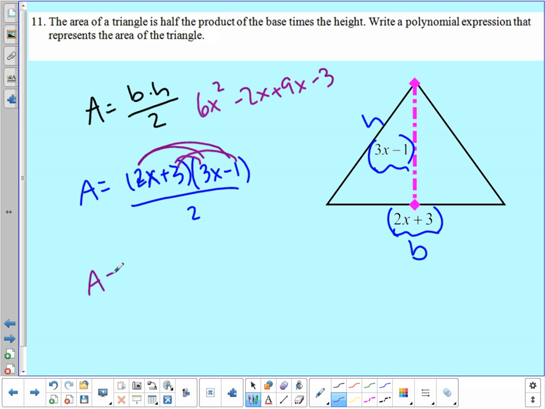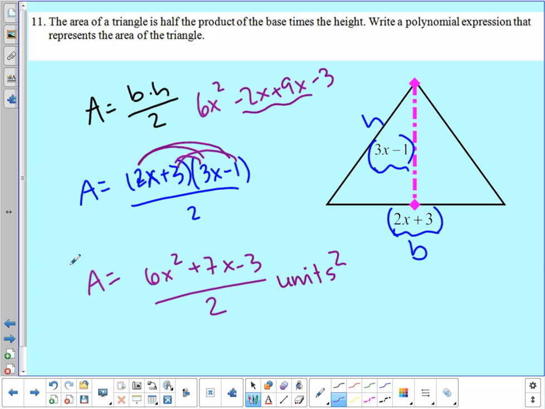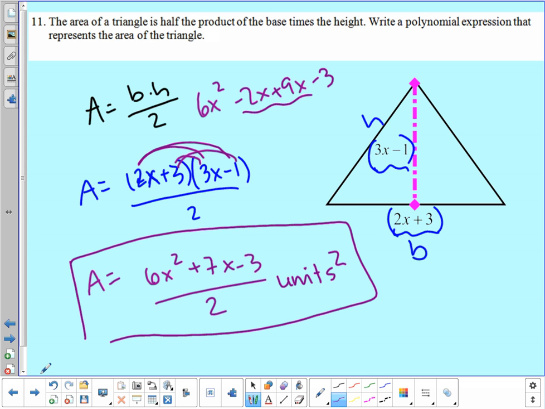Then I can rewrite that combining my like terms. So I have 6x squared plus 7x minus 3, and I'm still dividing the whole thing by 2. I haven't done anything with the bottom. Now, there's nothing else that I can do on the top of this expression. All of the like terms have been combined, and I can't do anything with the division of 2. I can divide 6 by 2, but that's it. I can't divide 7 by 2 evenly, and I can't divide 3 by 2 evenly. So this is how I'm going to leave this. I'm done here. I would know that my label is going to be units squared because it's an area, and that is the end of that question.